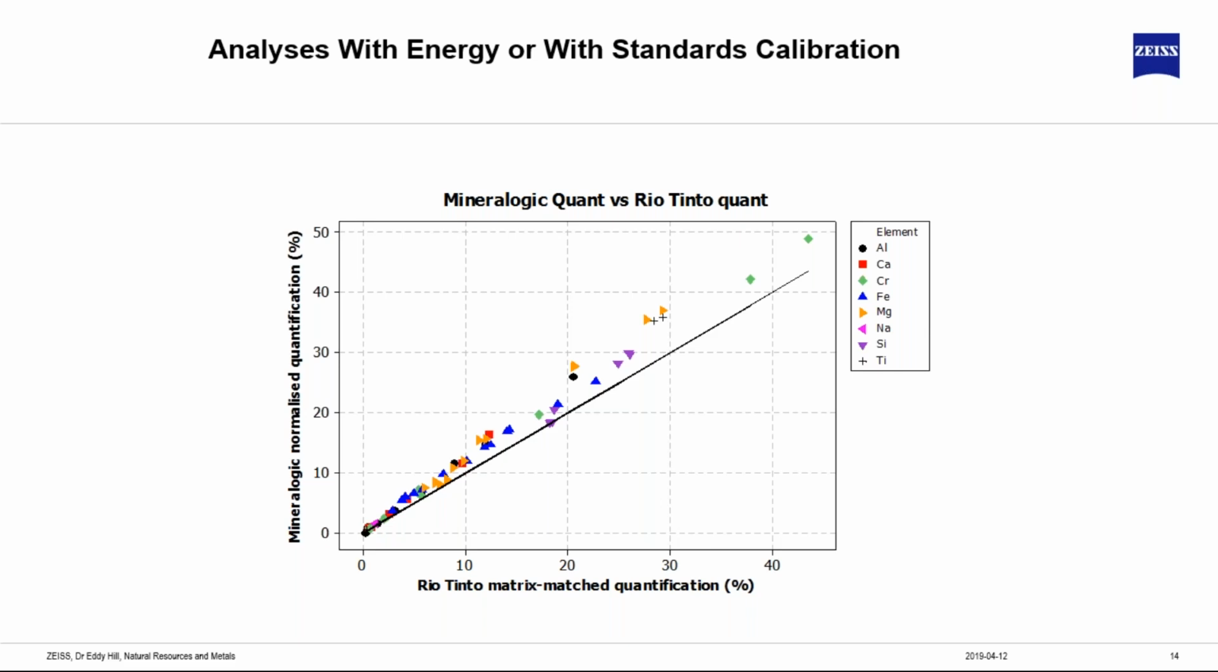What we have here is the comparison of the known composition of some matrix matched samples from Rio Tinto versus Mineralogic analysis. So these are samples that Rio Tinto use for calibration of their systems, and they know the composition of these samples extremely well to a very high precision. And so if you imagine the values would be represented along the x-axis. On the y-axis, we have the results from the normalized quantification using Mineralogic. The black line is the one-on-one fit. And as we see, there is some deviation in the analysis from the one-on-one fit.